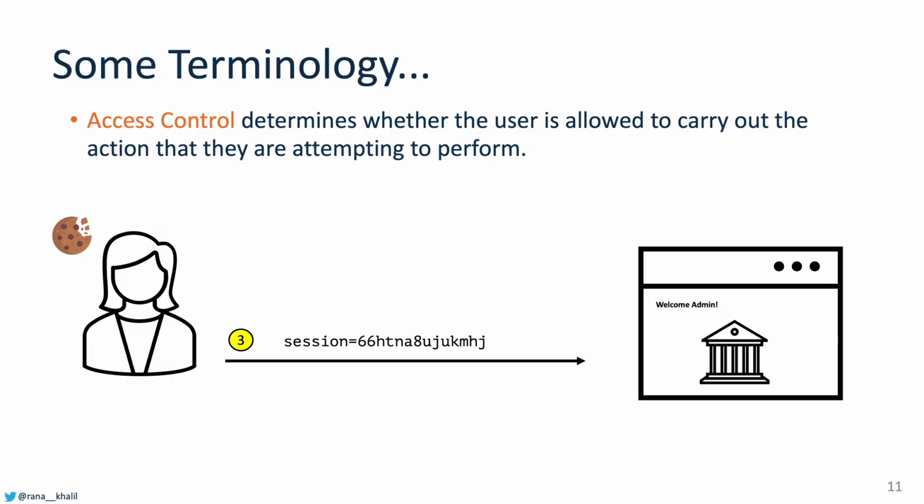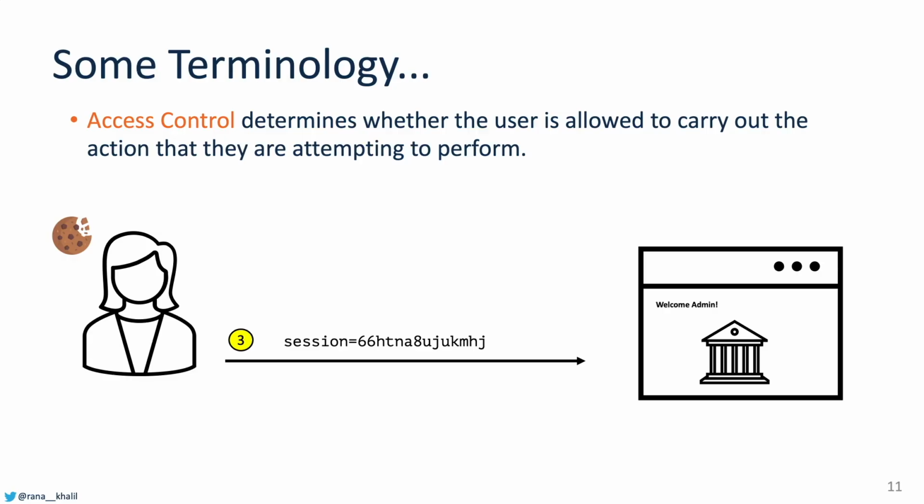Now, once you've authenticated to the application and gotten your session token, you want to perform certain actions in the application. Every time you perform an action, the application needs to determine if you are allowed to carry out that action, and that's done using access control rules.